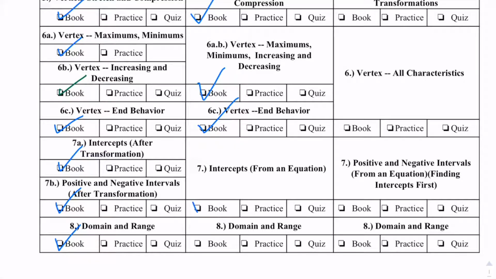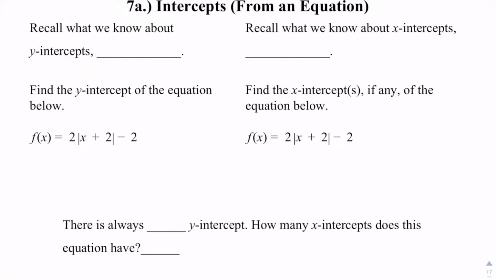So we are going to check off our book here. So here we are in Lesson 7. We're going to do intercepts from an equation.